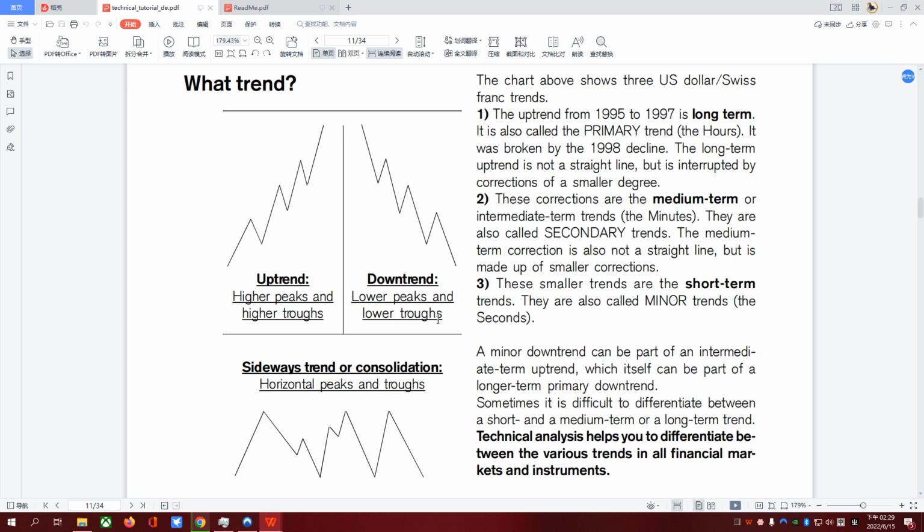Okay, so here we can understand there are different structures of the trend. So we all understand the stock either goes up or it goes down. Sometimes it goes horizontally. So we have different terms for the different structures of the trend. We talked about uptrends, for example, higher peaks and higher troughs, and we talk about downtrends, lower peaks and lower troughs, and sideways trends or consolidation. That means you have horizontal peaks and troughs. So you have three different structures.